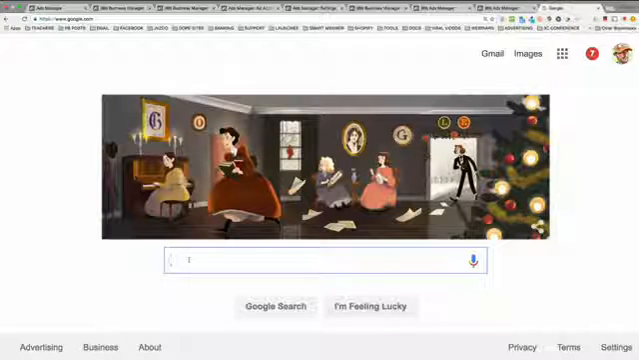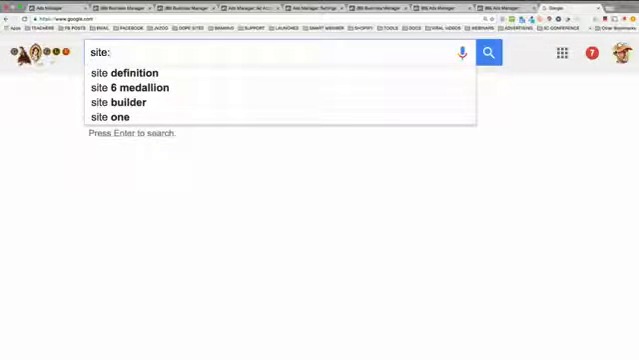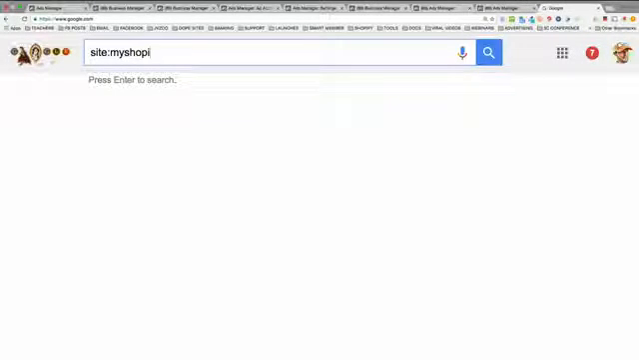Now, the first thing, I've taught this before, but you're going to want to learn a site search. So if you're not already doing it, you go to site:myshopify.com. I've taught this before. Hopefully, you all know this. It's a simple search. Don't complicate it.